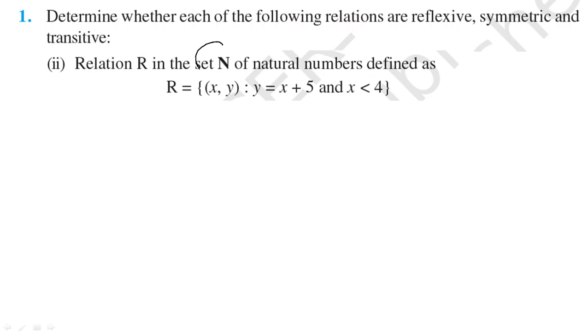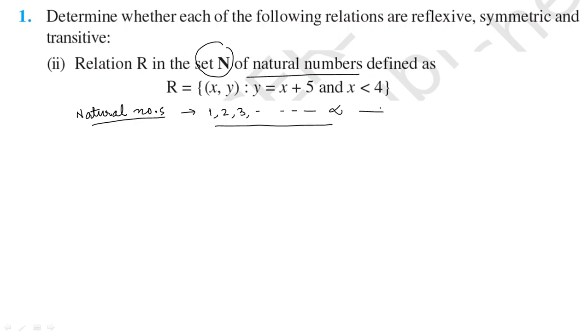Now, the given set is set N of natural numbers. What are natural numbers? We should know about that. Natural numbers are starting from 1, ending with infinity. These are the natural numbers. Basically these are the values of x in this statement.